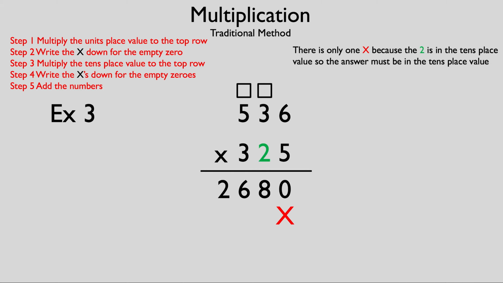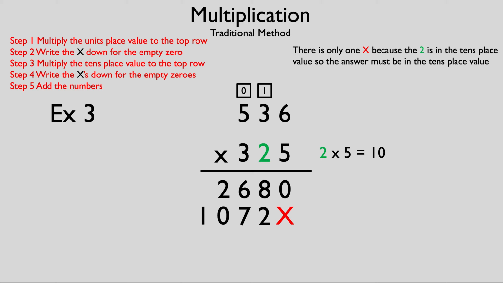So now we have to add the X. You only have one X because we are in the tens place value, which is the green 2. And since that's in the tens place value, the first answer has to be in the tens place value as well. So we do 2 times 6, which is 12. Put the 2, carry the 1, and now we do 2 times 3 plus 1, which is 7. Put the 7, nothing to carry, so we do 2 times 5, which is 10. Put the 10 below because there's nothing else to multiply.